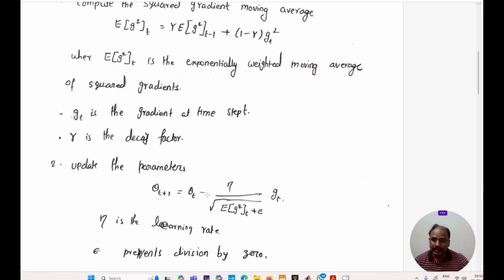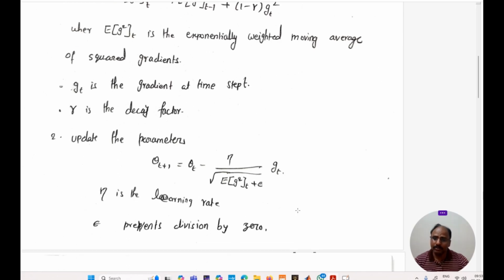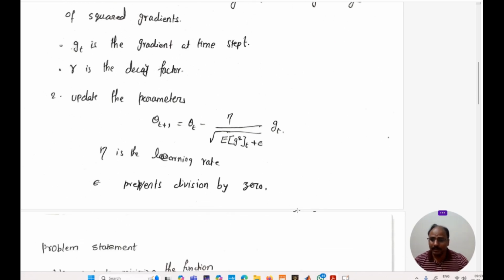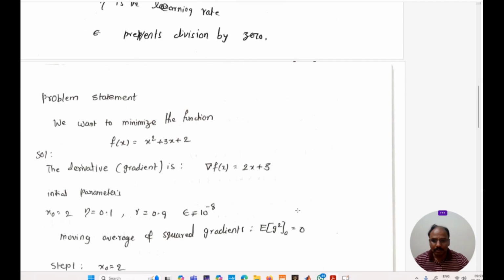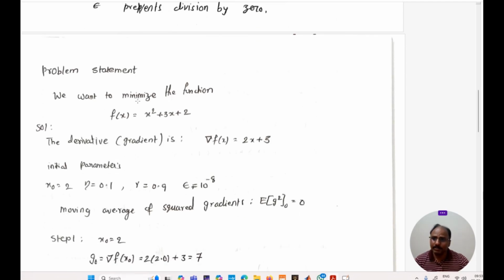So theta t minus eta into E of g squared of t plus epsilon. Here epsilon is also there, so you avoid zero in the denominator. And now come to an example problem statement. We want to minimize a function they have given. They are asking to minimize this function by using RMSProp. RMSProp means root mean square propagation.